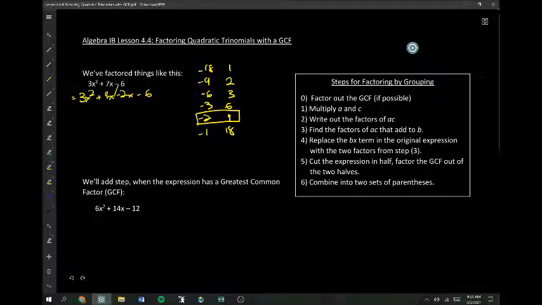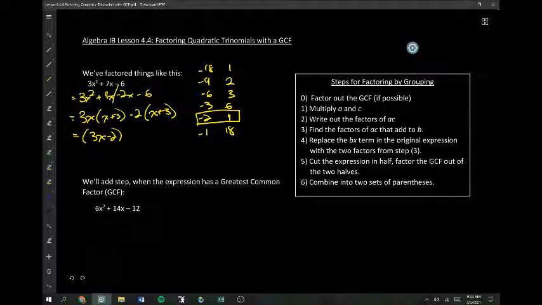Now I split it in half. Out of the left half I can factor out a 3x, leaving me with x plus 3. Out of the right half I can factor out a negative 2, leaving me with x plus 3. So I'm left with 3x minus 2 times x plus 3. That is how that factors. That's review of what we've done in the past.